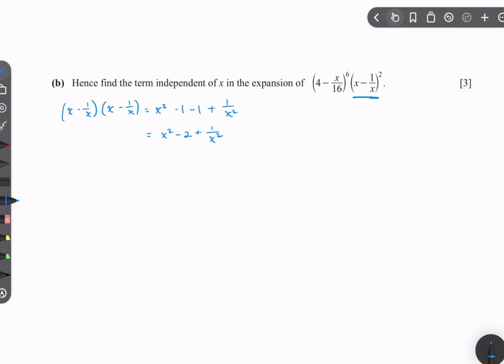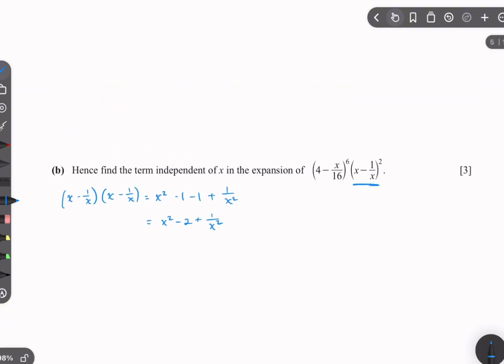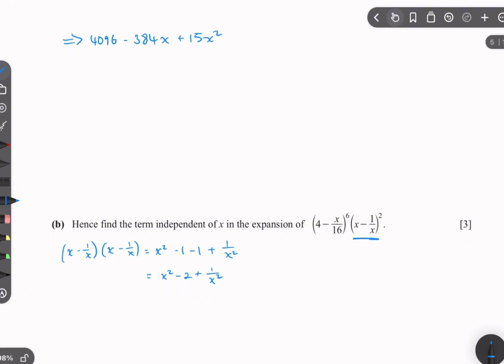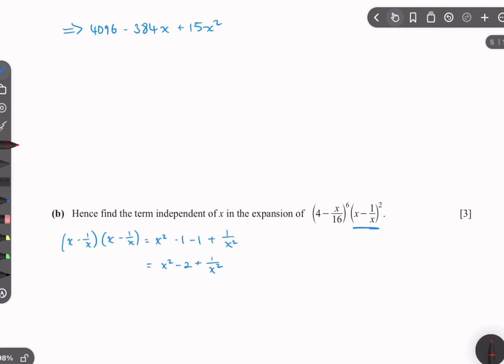So we should get this answer. And then now we need to think about which combination of these values will be multiplied by one another to get a term independent of x in the expansion. Okay, so let me write this so that it's easier to explain.